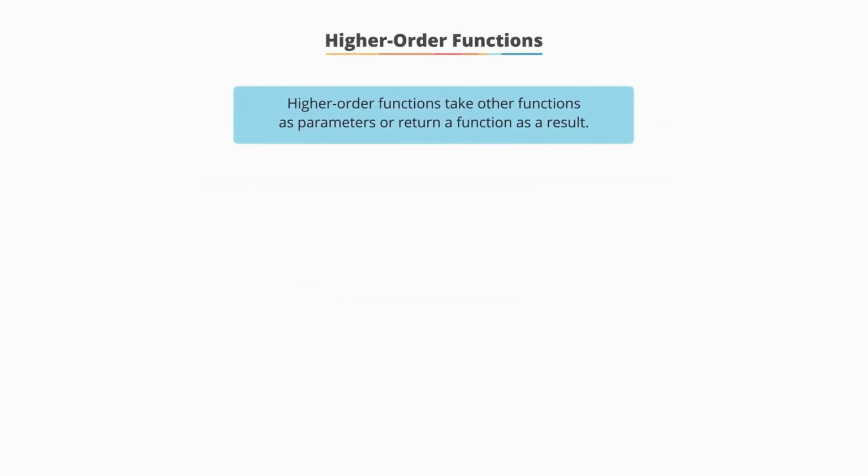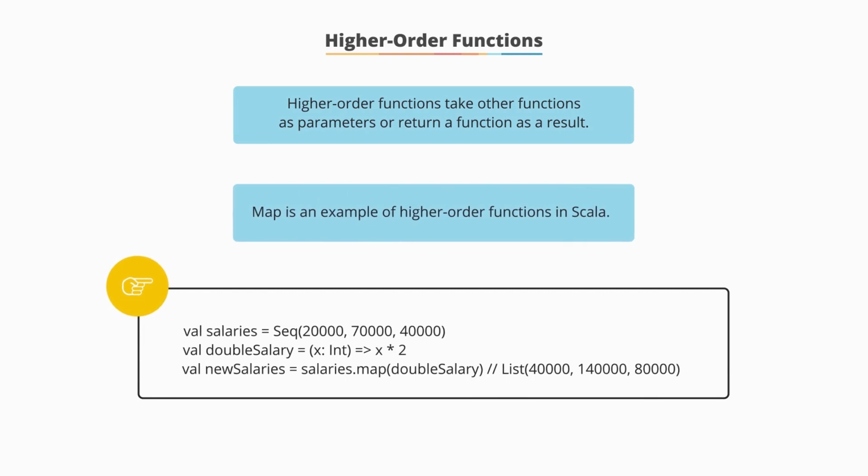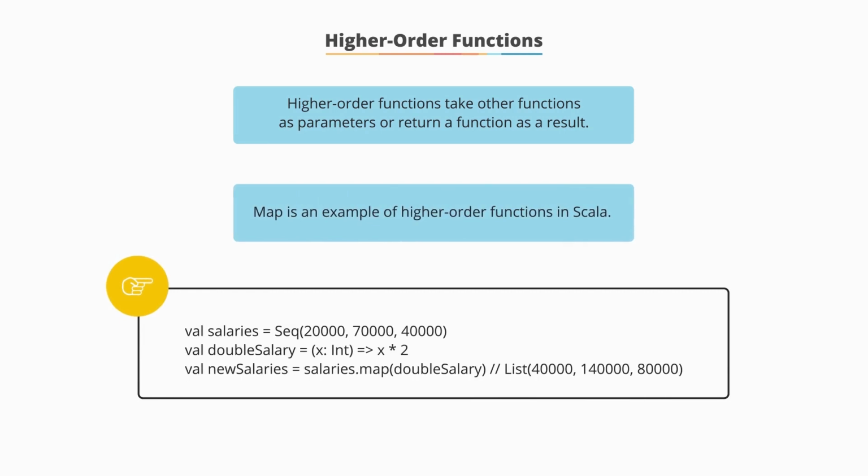Higher order functions take other functions as parameters or return a function as a result. This is possible because functions are first-class values in Scala. Map is an example of higher order functions in Scala. doubleSalary is a function which takes a single Int, x, and returns x times 2. In general, the tuple on the left of the arrow operator is a parameter list, and the value of the expression on the right is what gets returned. On line 3, the function doubleSalary gets applied to each element in the list of salaries.